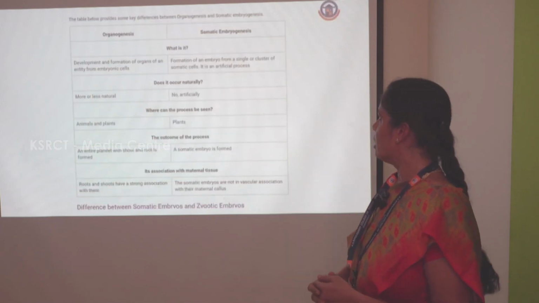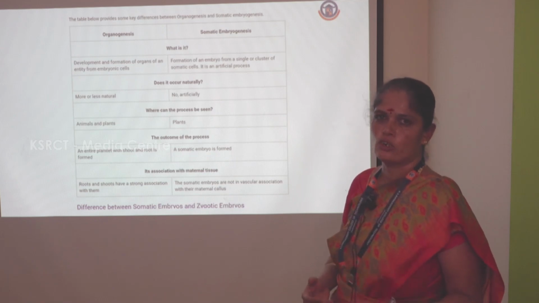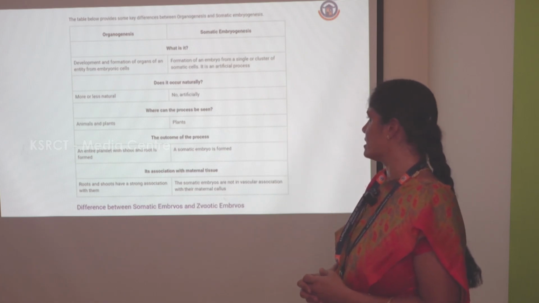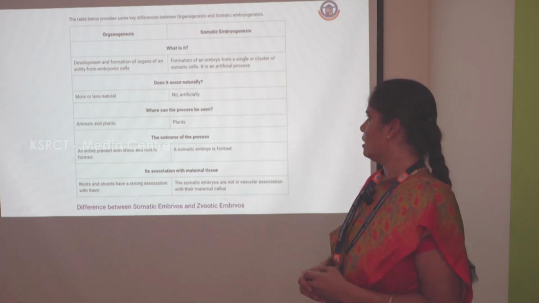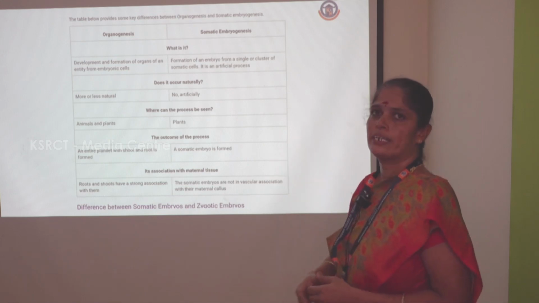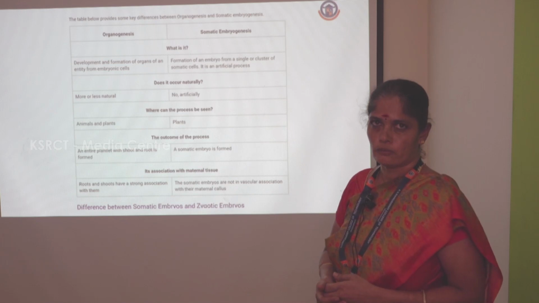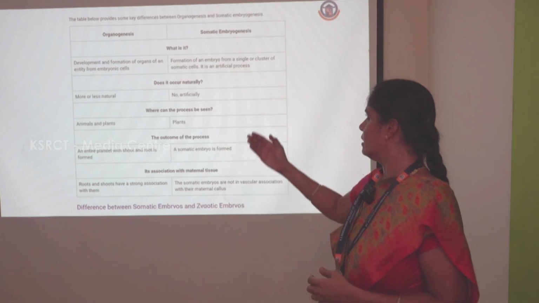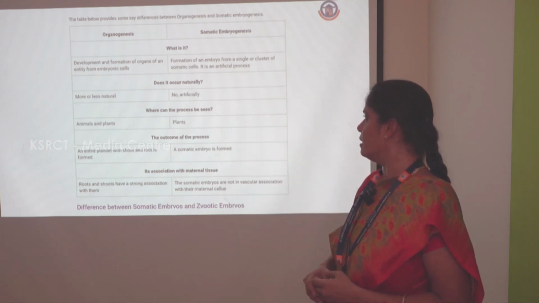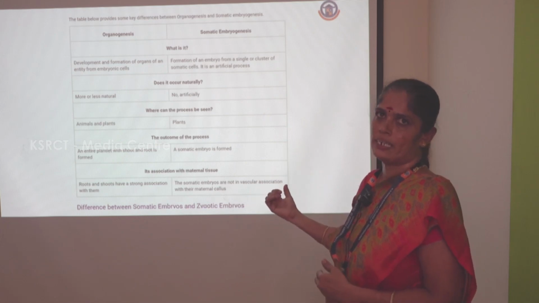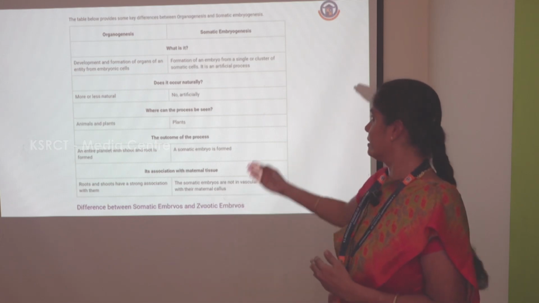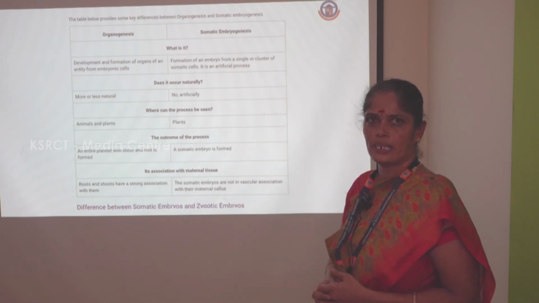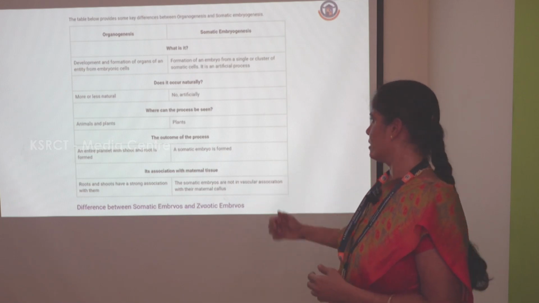So this table provides a differentiation between organogenesis as well as somatic embryogenesis. Regarding the definition, organogenesis is the development of organs from embryonic cells, and somatic embryogenesis is the process of development of somatic embryos from the somatic cells, and let us see how it occurs. Regarding organogenesis, it is less natural, whereas somatic embryogenesis is an artificial one. Organogenesis may be artificial or natural, whereas somatic embryogenesis does not occur in nature, it is artificial.